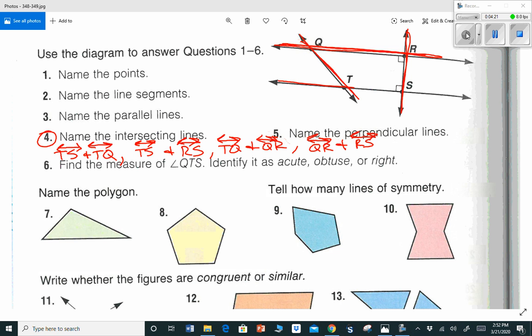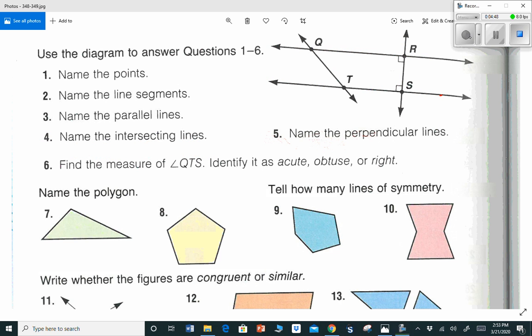Did we get them all yet? TS and TQ, TS and RS, TQ, and this one. Okay, I think we got them all. 1, 2, 3, 4 pairs of intersecting lines.